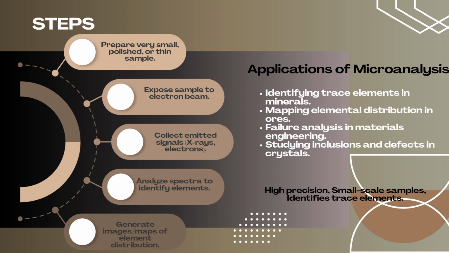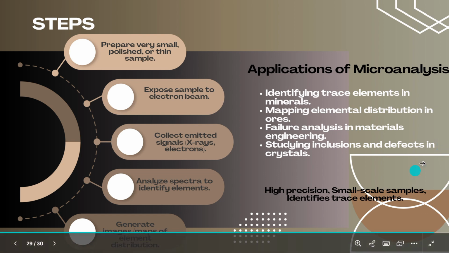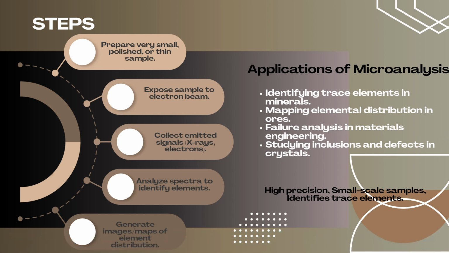So we have the applications of microanalysis. Microanalysis has many applications. In mining and metallurgy, it is used to identify trace elements and map elemental distribution in ores. In material science, it helps with failure analysis and studying defects in crystals or metals. It is high precision, works on small scale samples, and identifies trace metals.